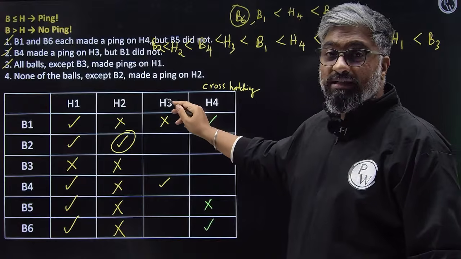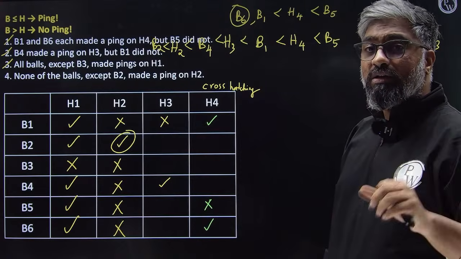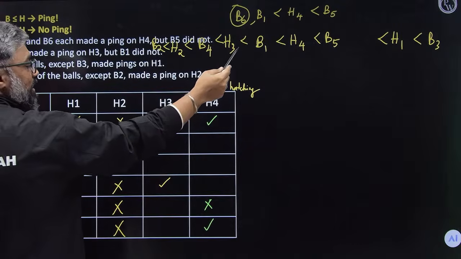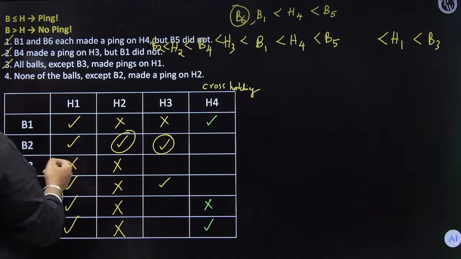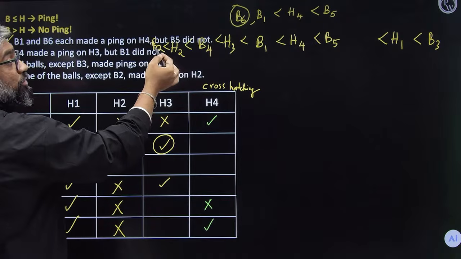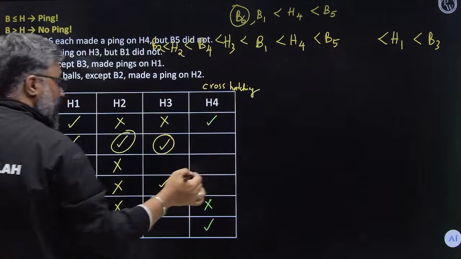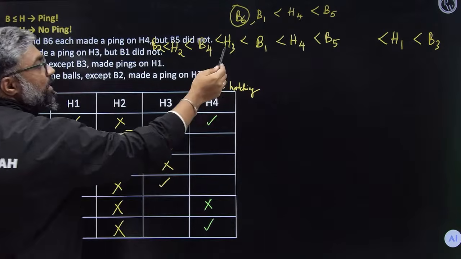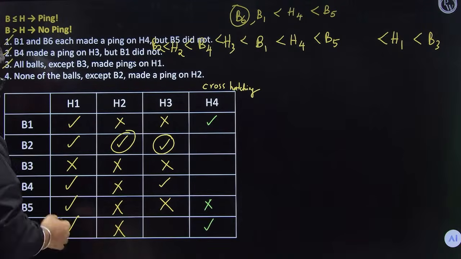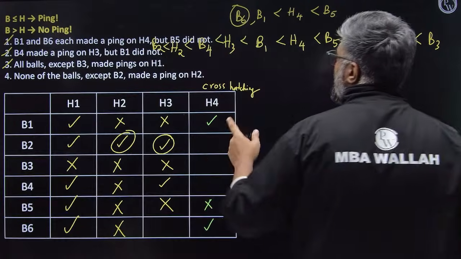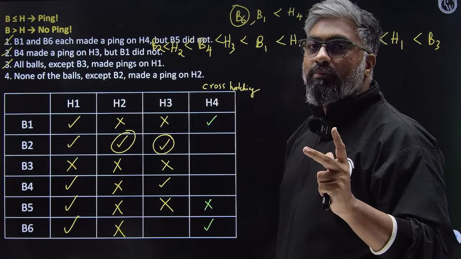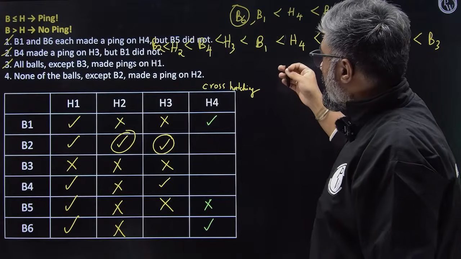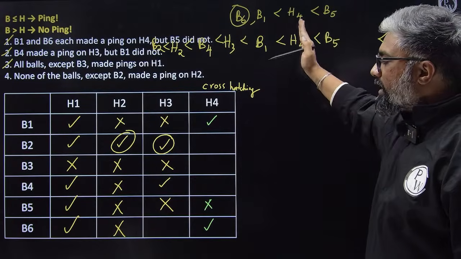Here with H3, which balls will make a ping? Think about this. Will B2 make a ping here? B2 is smaller than H3? Yes. So there will be a ping here. Is B3 smaller than H3? B3 is not smaller than H3. B3 is bigger than H3. Will it make a ping? No. Will B5 make a ping on H3? No. B5 is also bigger than H3. No ping here. What about B6 though? B6 and H3, I don't know where to place. B6 seems a little tricky. We'll come to B6 in a while. Because B6 makes a ping on H1, that means it is smaller than H1.